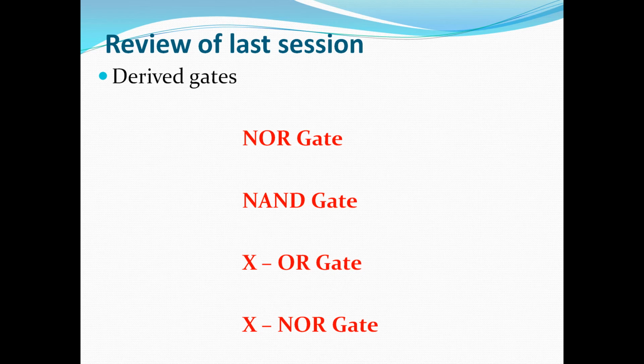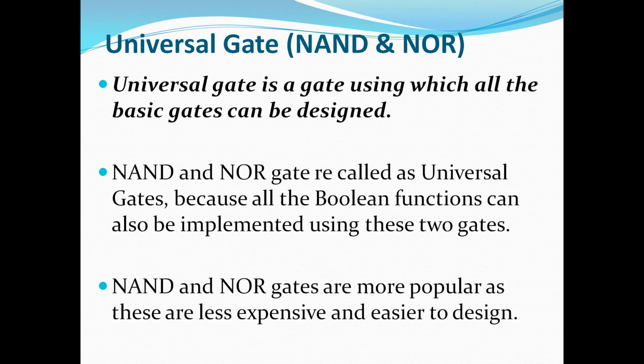Now we will move to today's session. In this session we are mainly discussing the universal gates. What is the universal gate? What do you mean by universal gate? A universal gate is a gate using which all the basic gates can be designed. It is possible to design all the basic gates by using the universal gate. So that type of gates are known as universal gates.